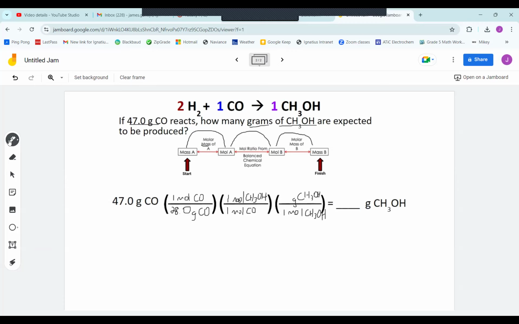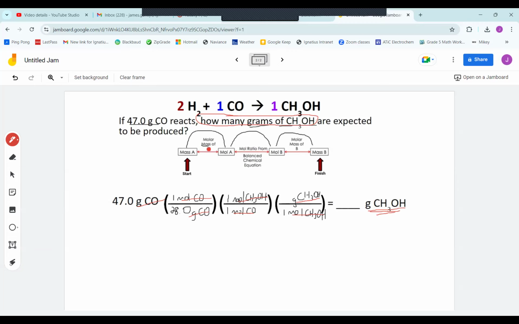So if we take a look at what units cross out, we've got grams of CO, moles of CO crossing out, and we're going to set this up so that moles of CH3OH crosses out. The only unit that does not cross out is the unit they want in the answer. Since the question specifically says how many grams of CH3OH are expected to be produced, we want to make sure that our unit in the answer is going to give it what it asks for.